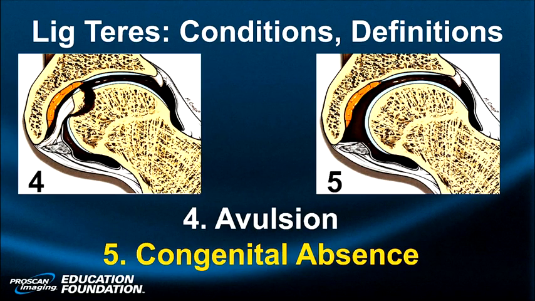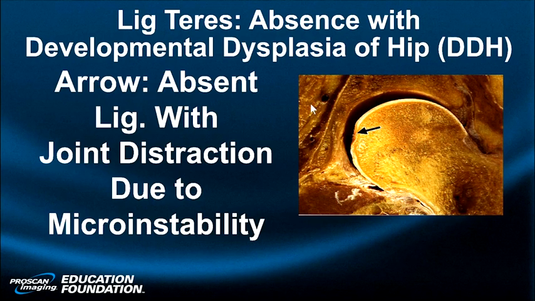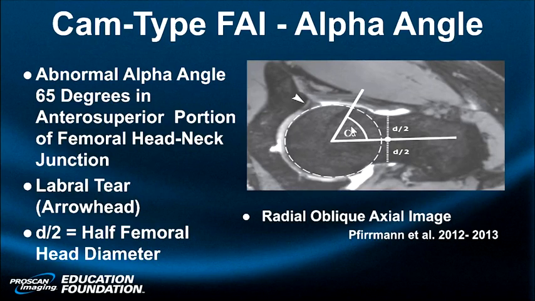Now, the ligamentum teres can tear, it can avulse, or it can be completely congenitally absent, which is associated with varying forms of hip dysplasia. And what it is, the hip starts to float out laterally. And here's a gross specimen showing exactly just that.